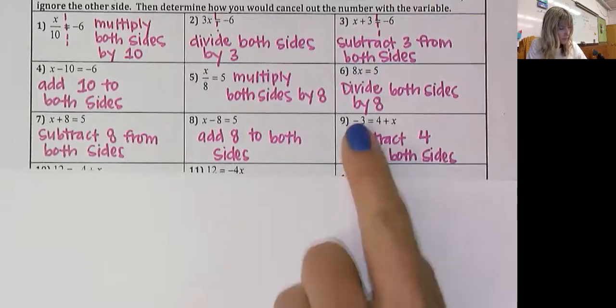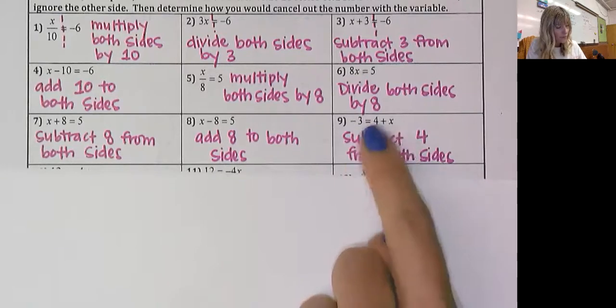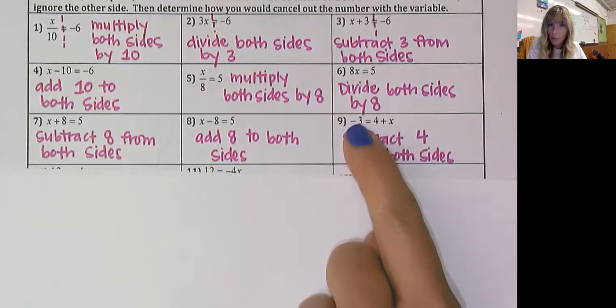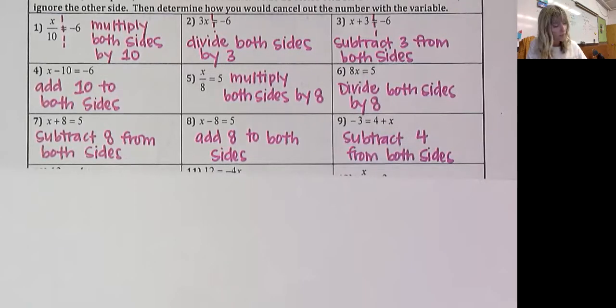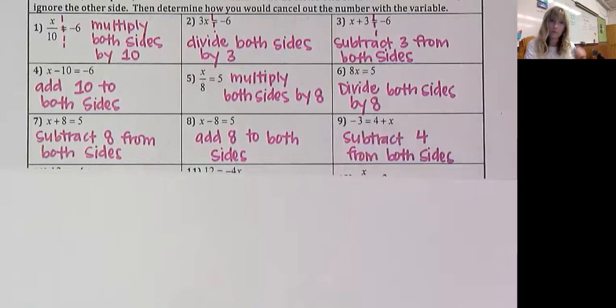Number 9 throws people because, ooh, the variable is now on the other side. Doesn't matter. Focus on the side with the variable. That's what matters. So when you look at this, you have no reason to get rid of that -3 because it's not with the variable. So now we're going to focus on the right side. What are they doing to the variable? They're adding a +4. So what are you going to do? Subtract that 4 from both sides.